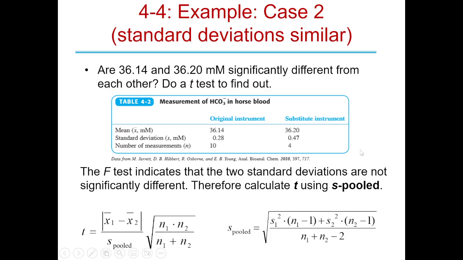So the F-test indicates the two standard deviations are not significantly different. We can therefore use the t using S pooled. So we're going to calculate S pooled. That will allow us to calculate our t.